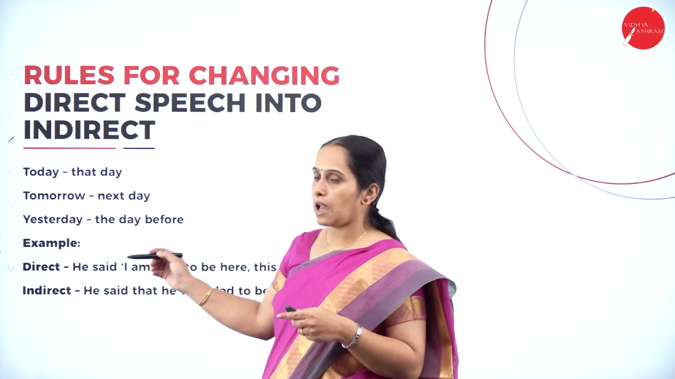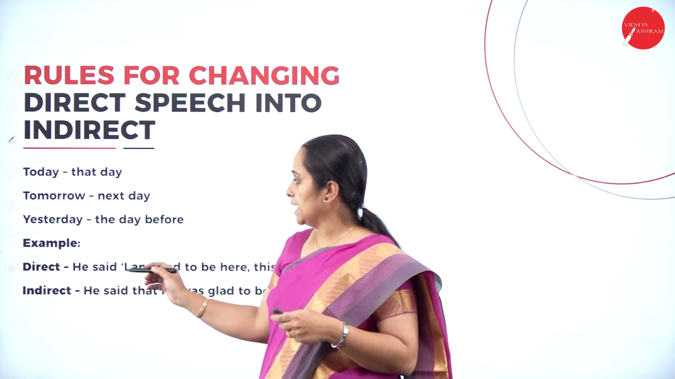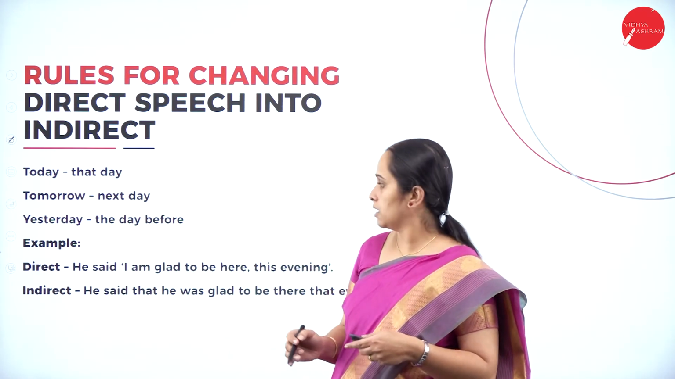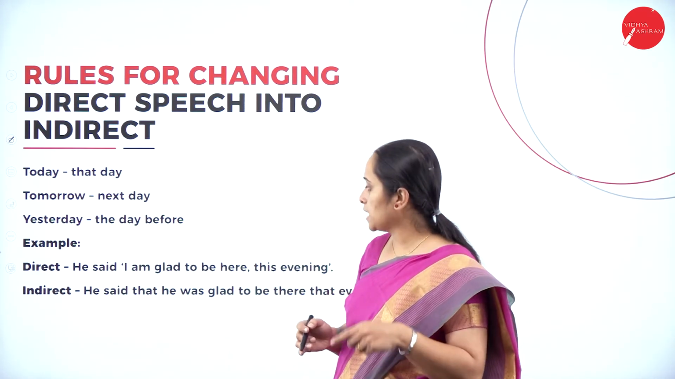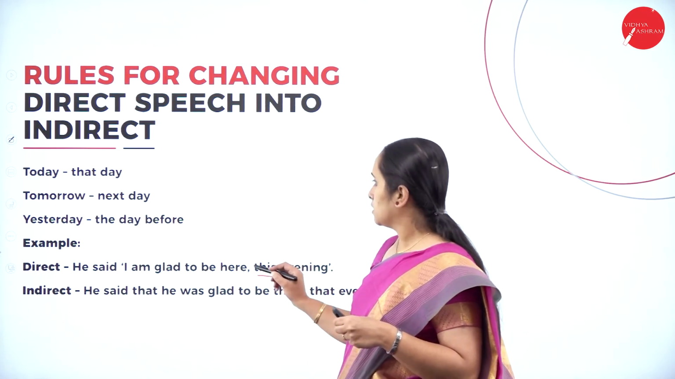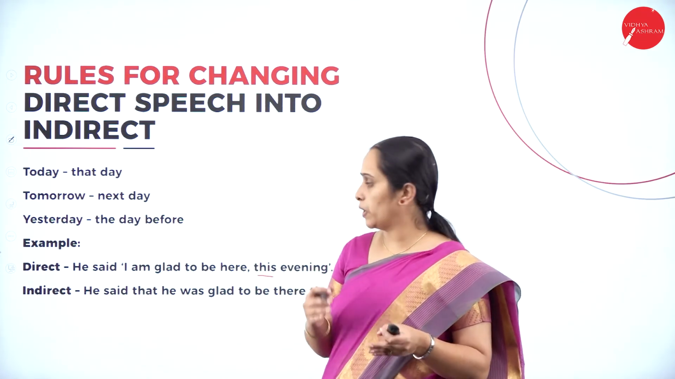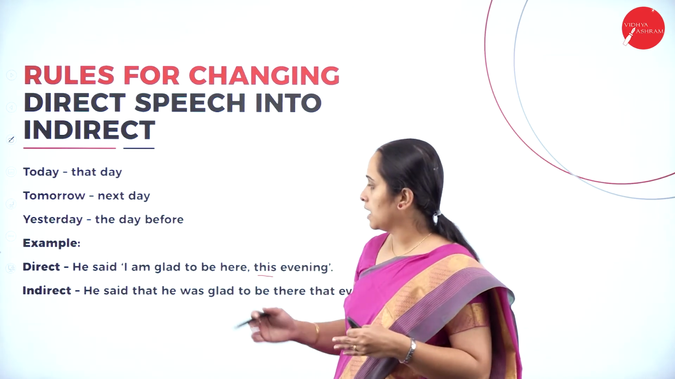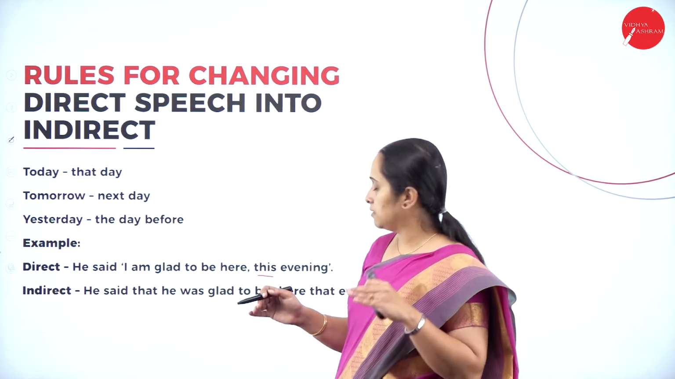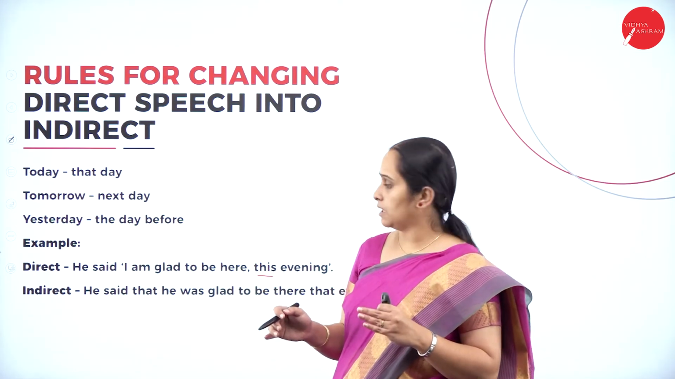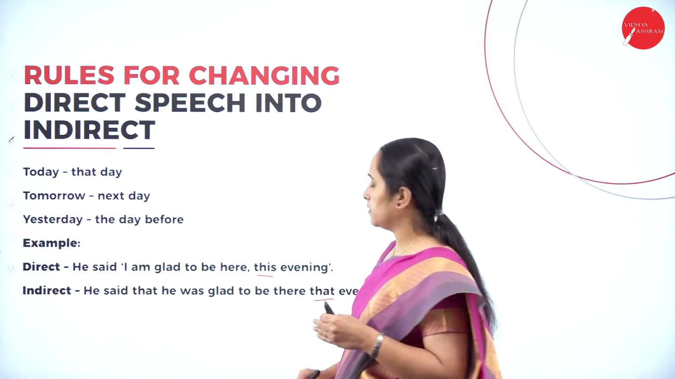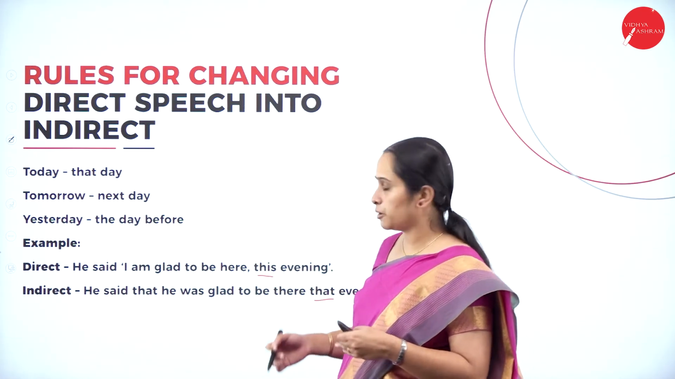Next, for example: He said, "I am glad to be here this evening." This tells you that this becomes that. So when we change into indirect speech: He said that he was glad to be there that evening. So this has been changed into that.